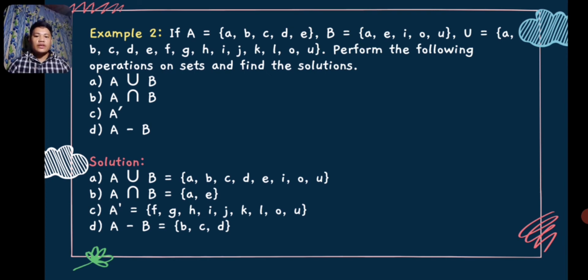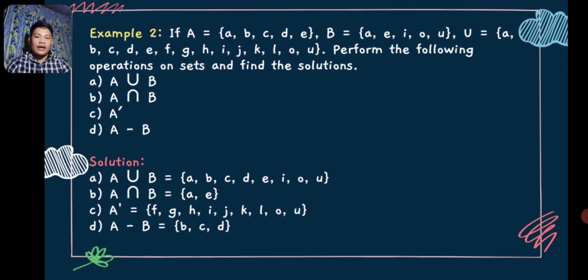Now in the intersection, let's just get the common elements in A and B. As we know, the repeated elements are A and E. That's their intersection. That's why we obtain A and E as the elements of A intersection B.